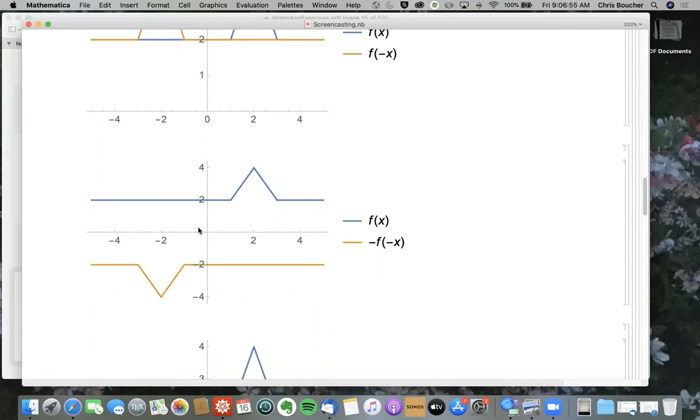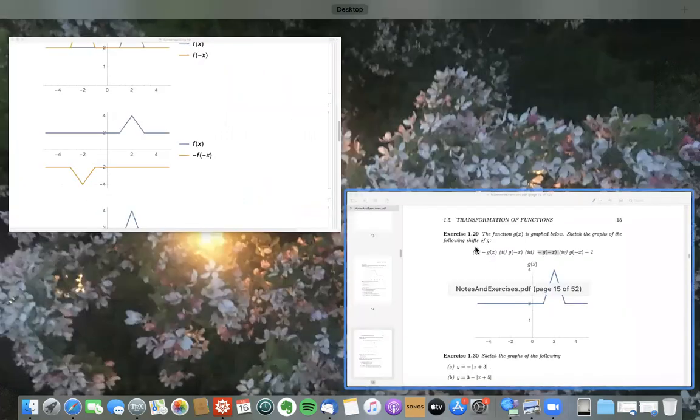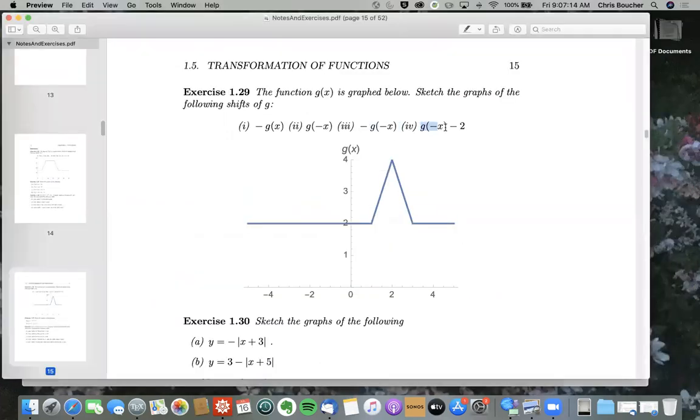This kind of reflection where you do both a vertical and a horizontal reflection is sometimes called a reflection through the origin. So a reflection through the origin is both a horizontal and a vertical reflection. Okay, there's one more in this example, and that is here.